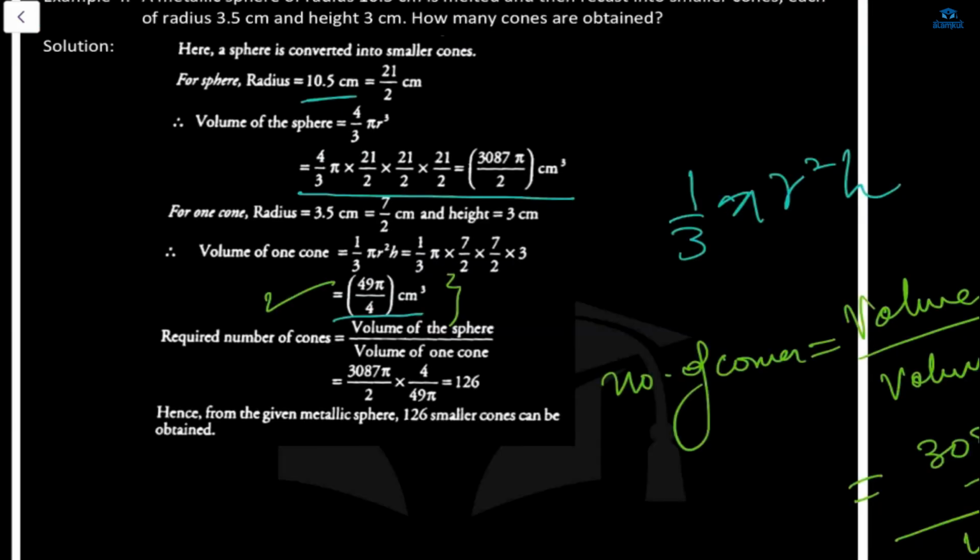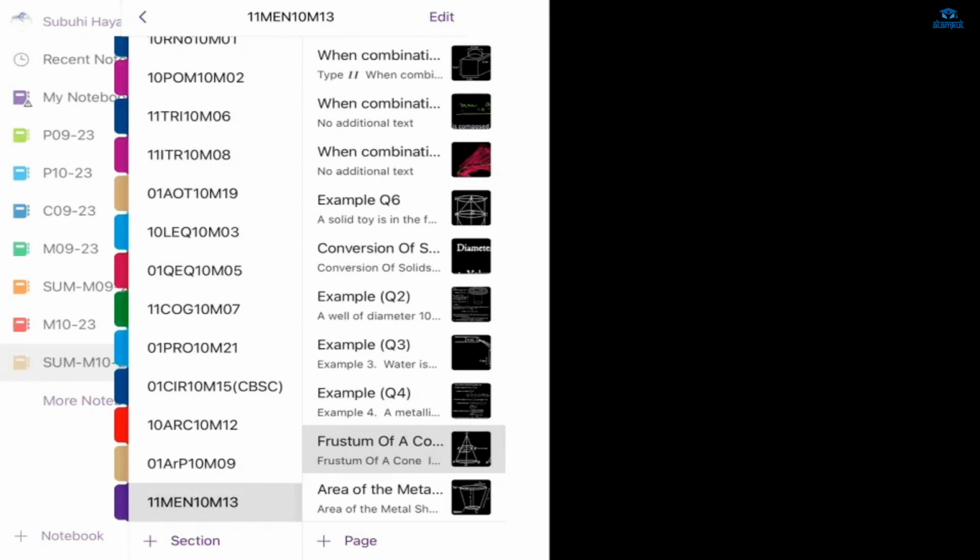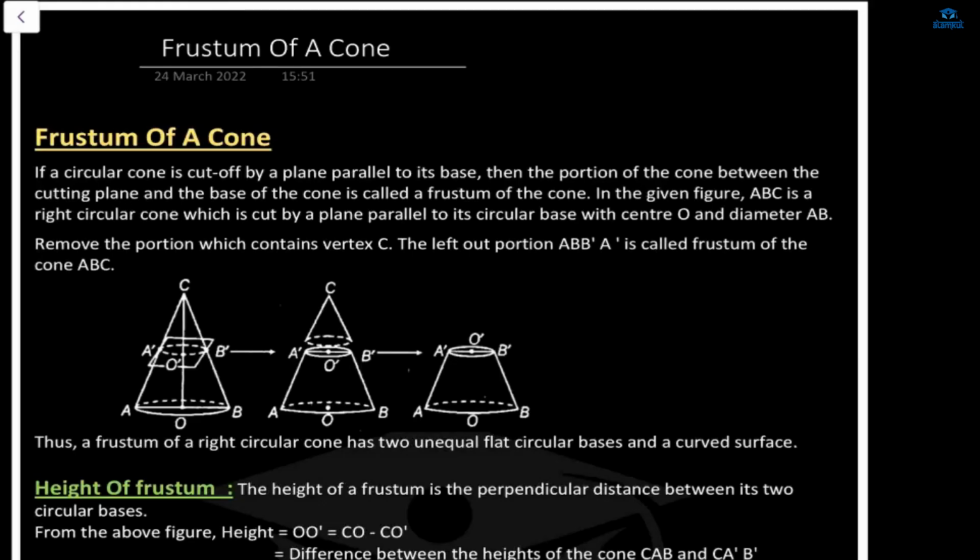Okay, understood? These are the different types of questions that we discussed in the starting. Now after this comes the frustum. We'll just discuss the introduction of it. Any problem or doubt till now, when you're changing the shape, any doubt in this section?